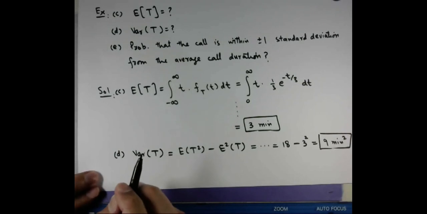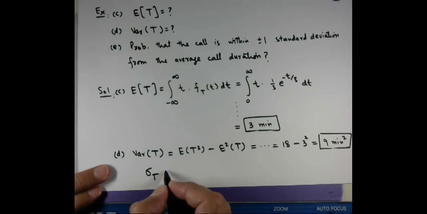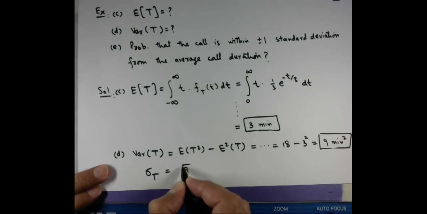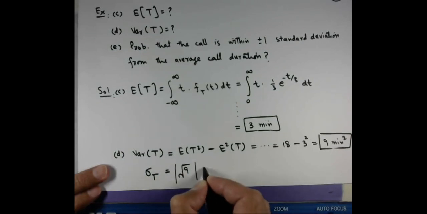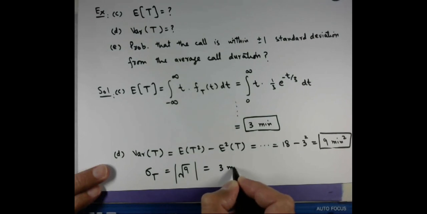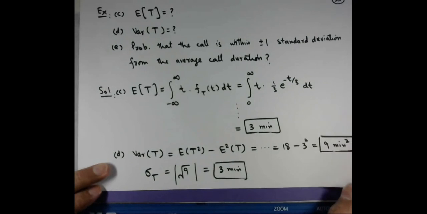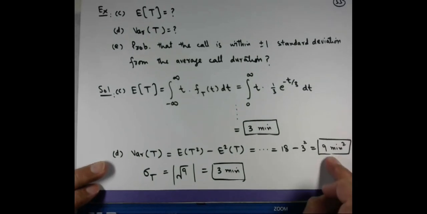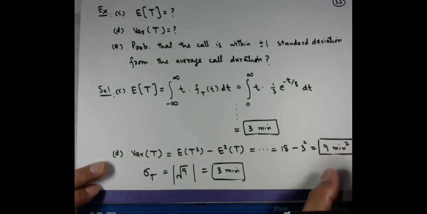If 9 minute square is the variance of t, what is standard deviation of t? It is simply 9 positive under root, and it simply becomes 3 minutes. So the variance of the call duration is 9 minutes square, the standard deviation is 3 minutes, and the average duration is also 3 minutes.